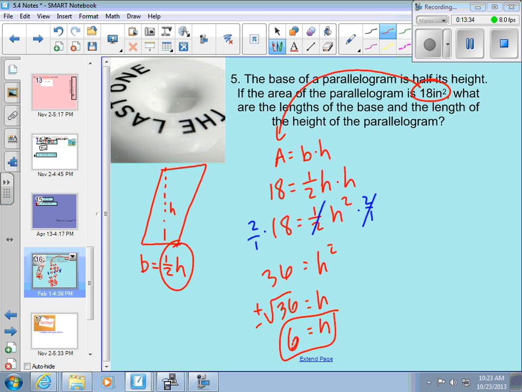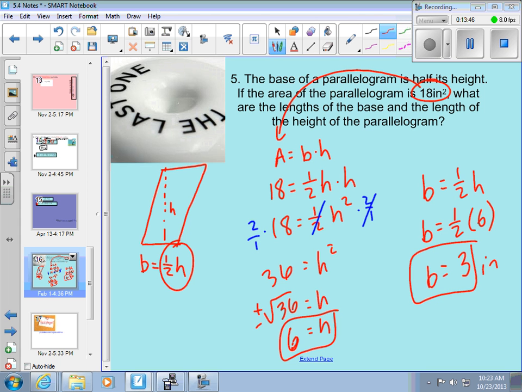What is the base then? Plug it back in. If the base is half the height, then our base is going to be half of 6. So our base length is 3. And both would be in inches. Okay, so if you get a geometry problem, set it up, look at what they give you, solve it out, draw a picture. All right, we'll look at some more of this stuff tomorrow.